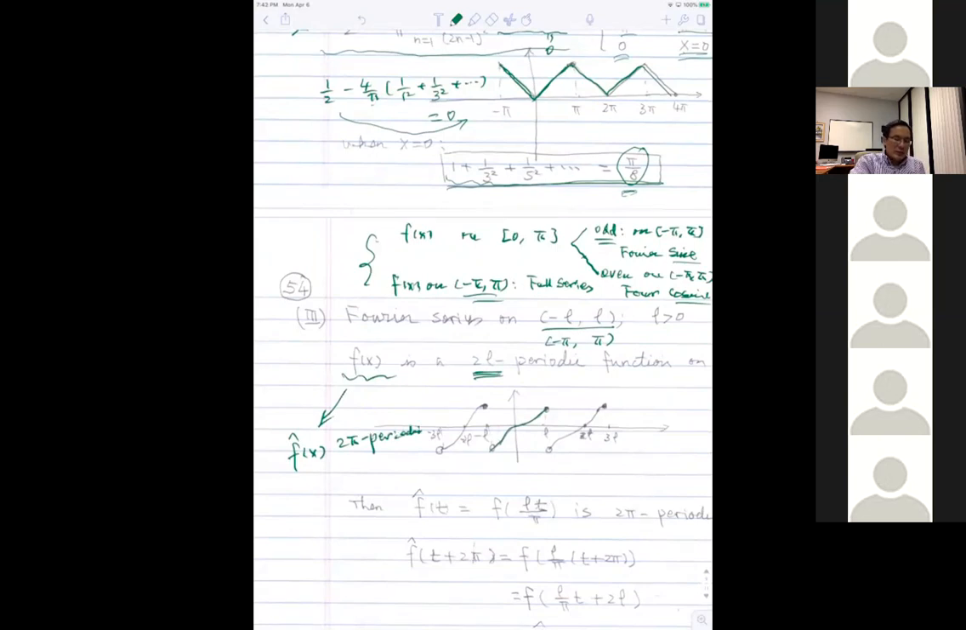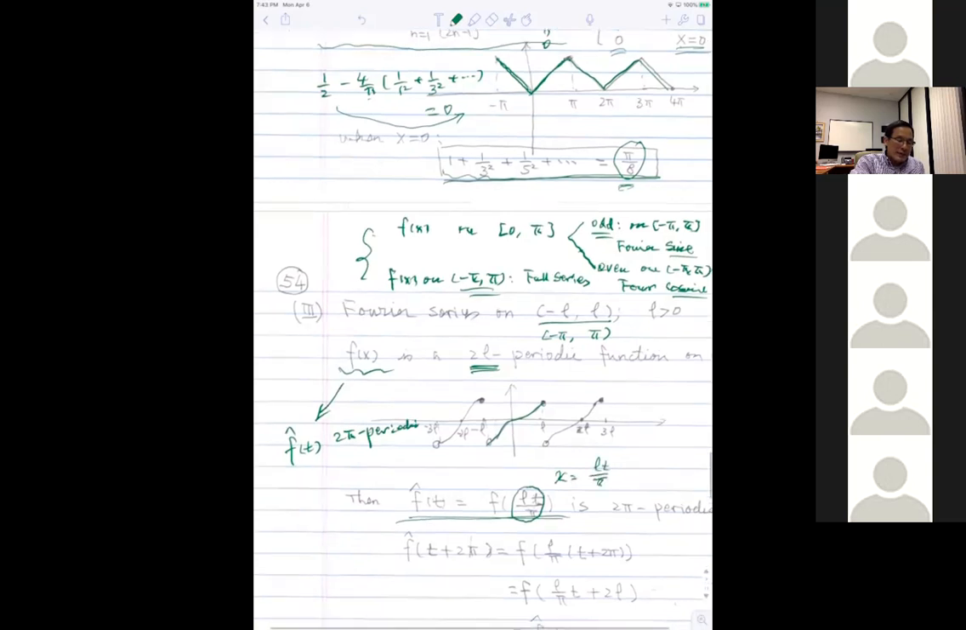Now, how do we do it? In a new variable we will use t. You just need to use a substitution here: x equals L t over pi. So when t equals pi, x would equal L. Then this function becomes a function with period 2 pi.